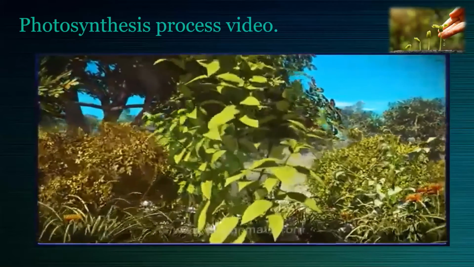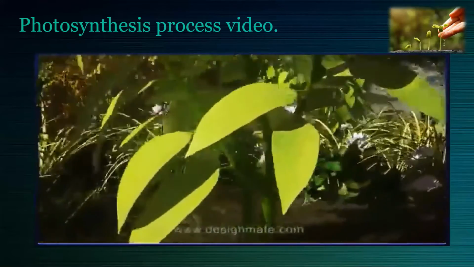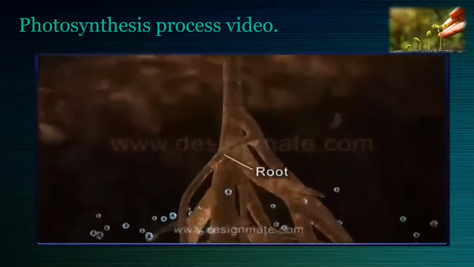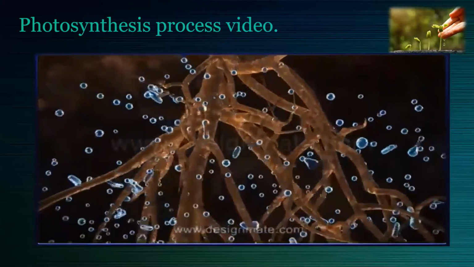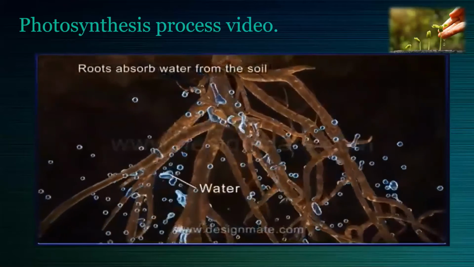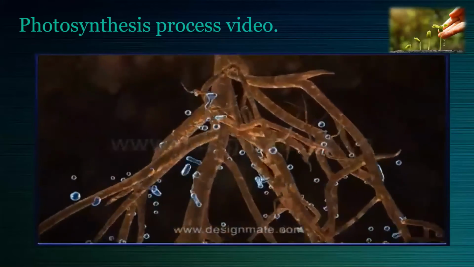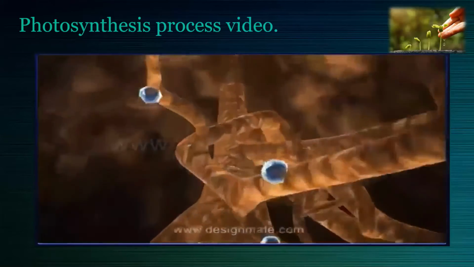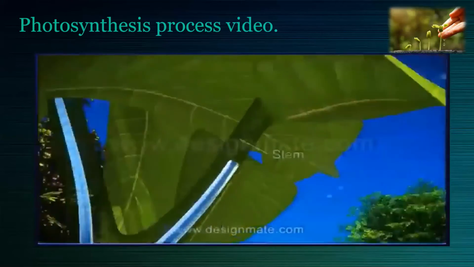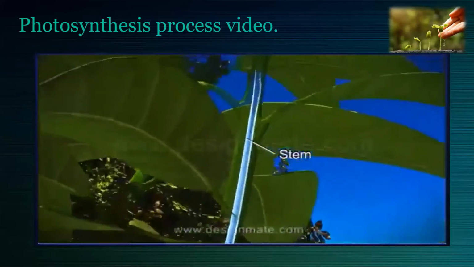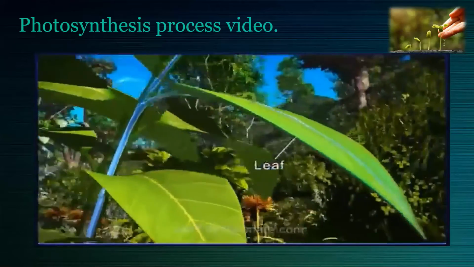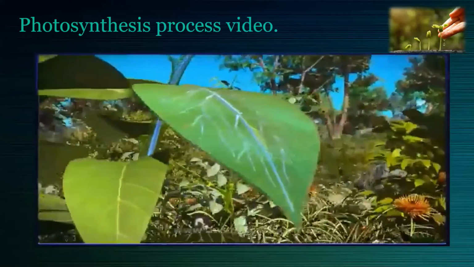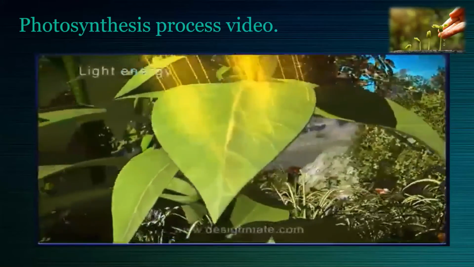A closer look at a plant shows that it is firmly held in the soil by the help of roots. These roots absorb water from the soil and through the tiny tubes transport it to the stem and then to the leaves. The stem holds the leaves in such a way that they absorb maximum energy from sunlight.